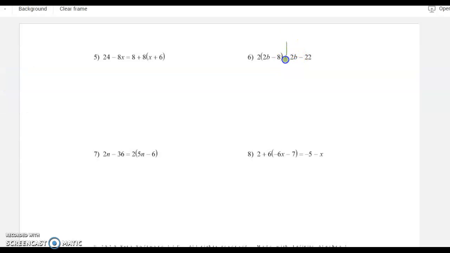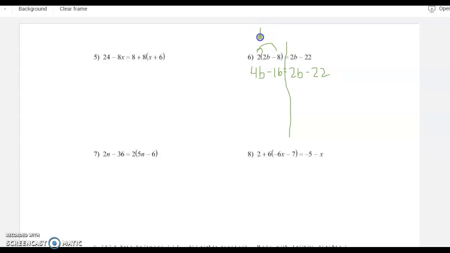So here on number 6, equal sign divides, right? But what I see is I need to simplify my sides first, right? This left-hand side can be distributed. So I'm looking at 2 times 2b is 4b. 2 times negative 8 is negative 16. And then we're still equal to 2b minus 22. So that's all I can do to simplify the sides.